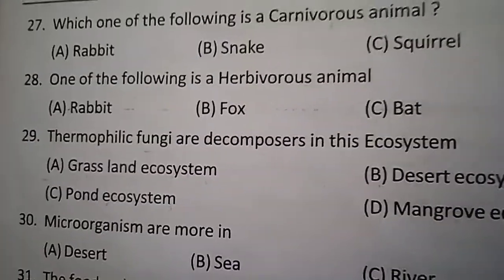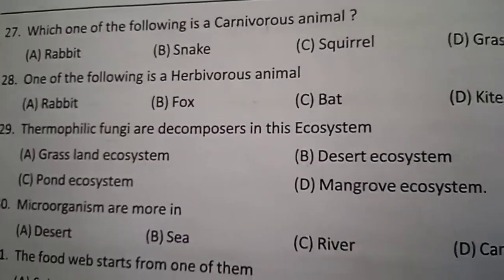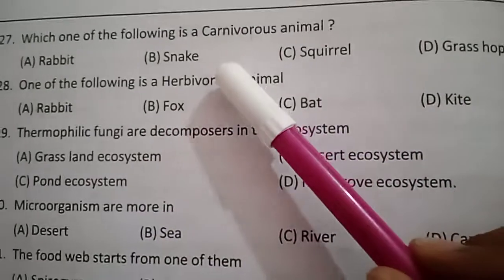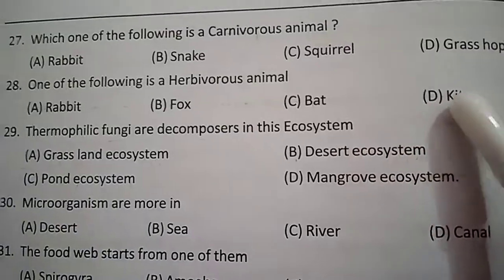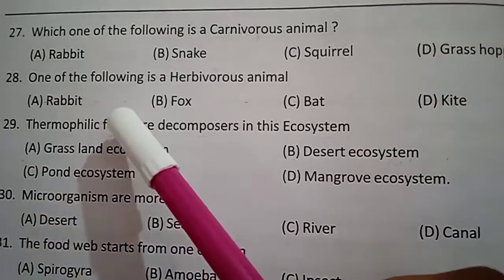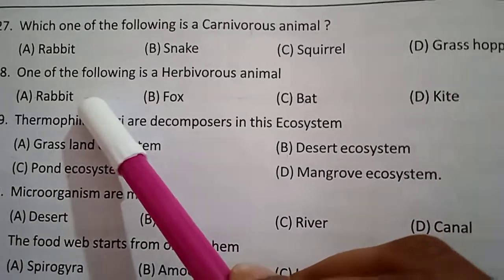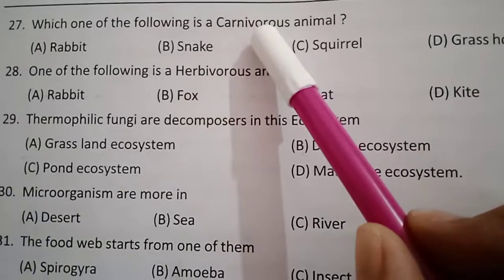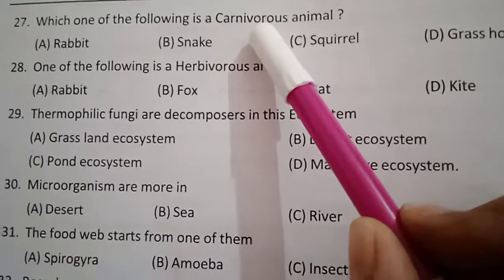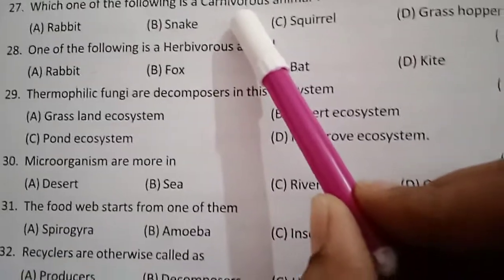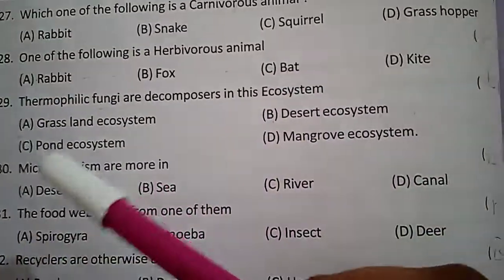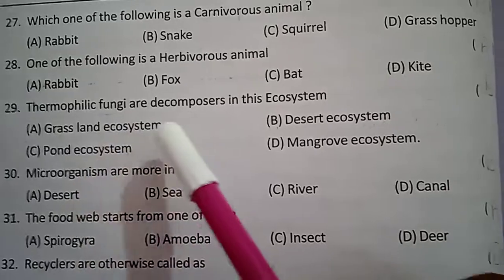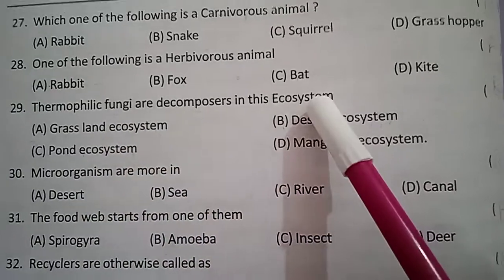Which of the following is carnivorous animal here? Snake. One of the following is the herbivorous animals in this. Rabbit, because that eats what? Plants. Carnivorous means other flesh animals they can eat. Only flesh of other animals. Omnivorous means both they can eat. Flesh and plants. Thermophilic fungi are decomposers in this ecosystem where?